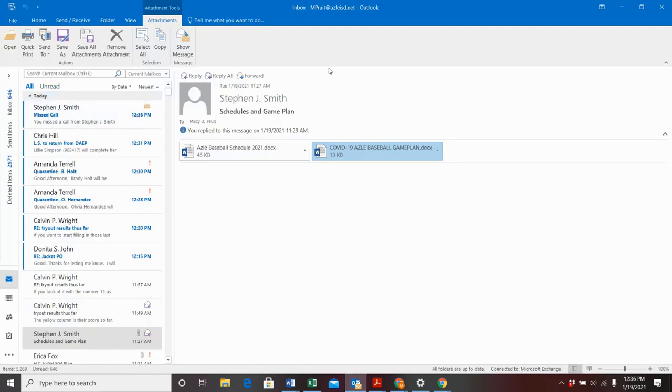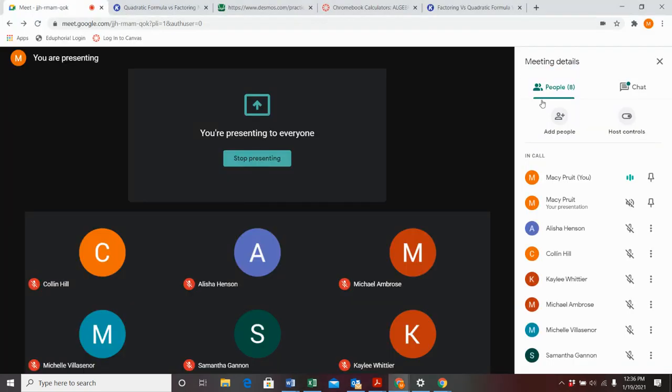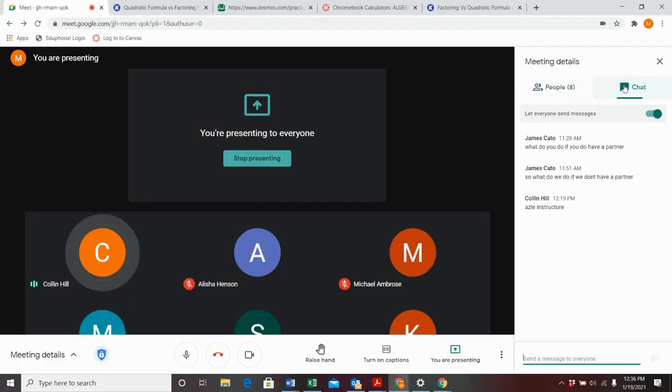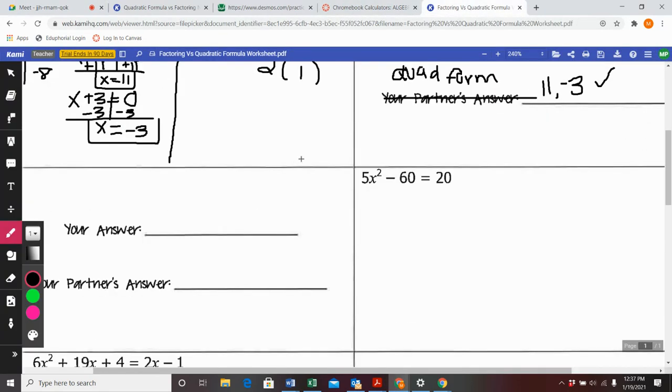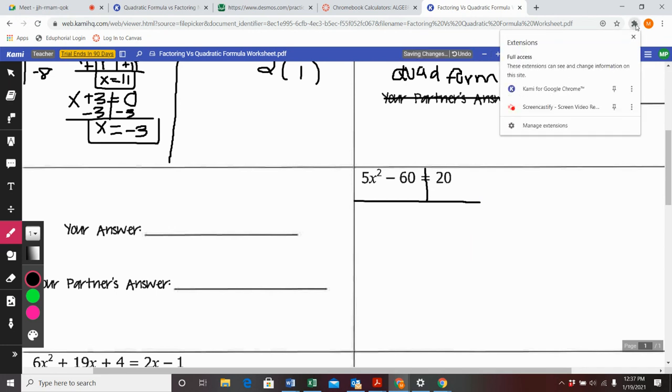Okay. Any other questions? Number 2. Number 2. Okay, so let's set that one up together. So this isn't equal to 0, so we have to make it equal to 0.